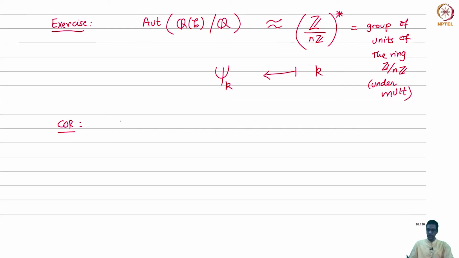The corollary is that the Galois group is abelian. So observe the Galois group of the cyclotomic extension is actually an abelian group. Okay, it's just the group of units of this ring, this commutative ring. Okay, now what does this have to do with a problem that we considered earlier?